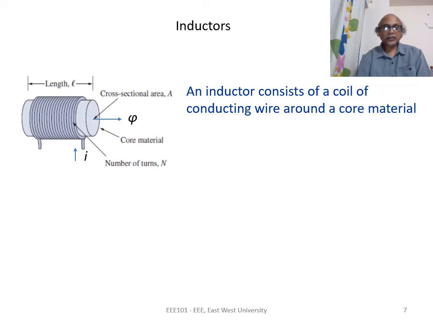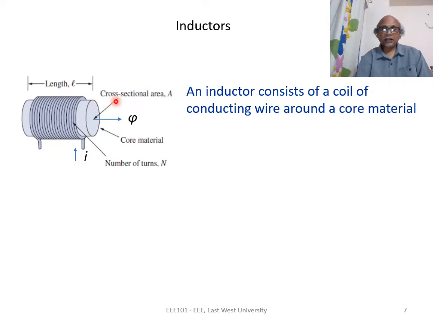An inductor is a coil of a conducting wire around a core material. The core material is typically magnetic, but it can also be non-magnetic, such as air. In this structure, we have n turns of the wire around the core, the length of the coil is L, and the cross-sectional area of the core is A. If a current flows through this coil, a magnetic flux will be produced in the core, whose direction we can find out using the thumb rule.